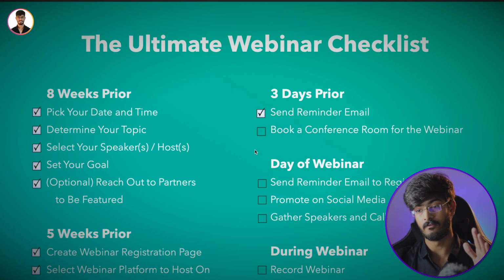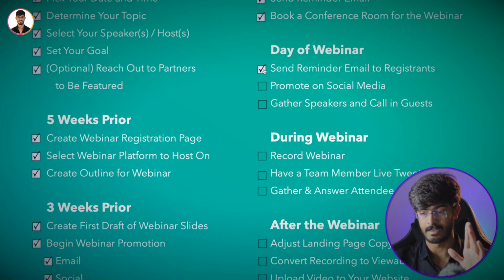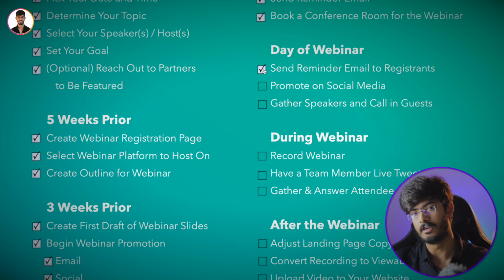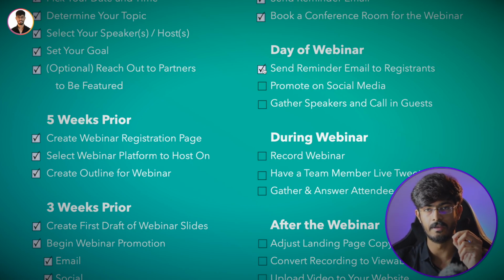Next is the day of the webinar, again a critical step: send reminder emails to registrants. You have to send a reminder email to all the registrants on the day of the webinar so that you get a higher show up rate, because if you are organizing a free webinar, then the show up rate would be around 20 to 30% only. So in order to increase that, we have to send constant reminder emails to all the registrants.